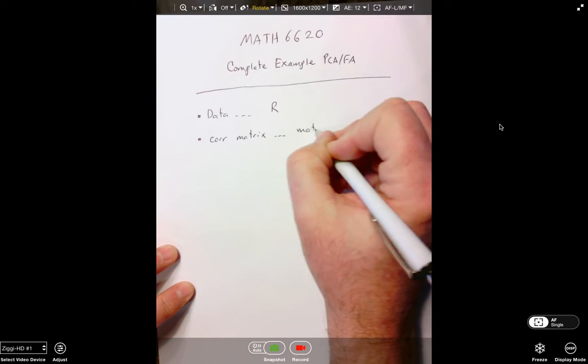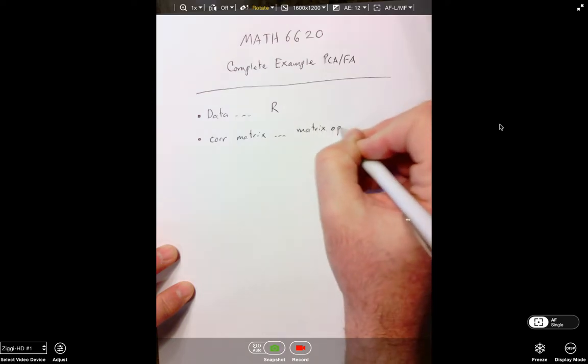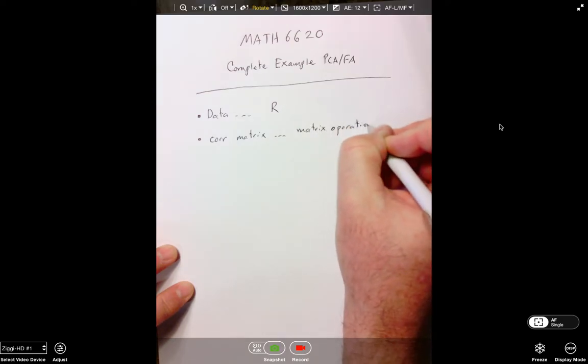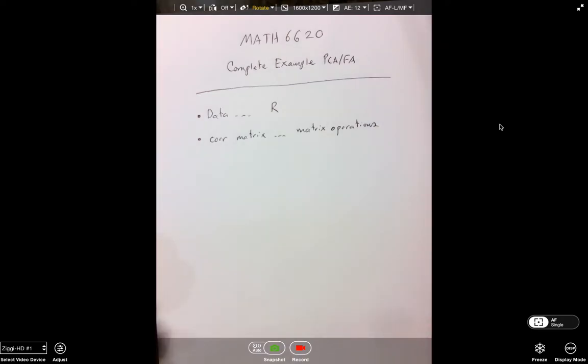What you're going to need to do in this situation, and you'll probably have a homework assignment that'll require you to do this, is you'll use matrix operations. Now, you can use R, you can use Mathematica or whatever may work for you, but you clearly would need to use matrix operations if you're just given the correlation matrix.